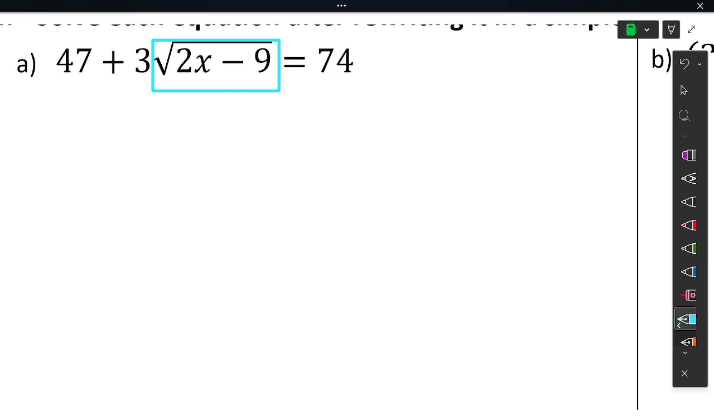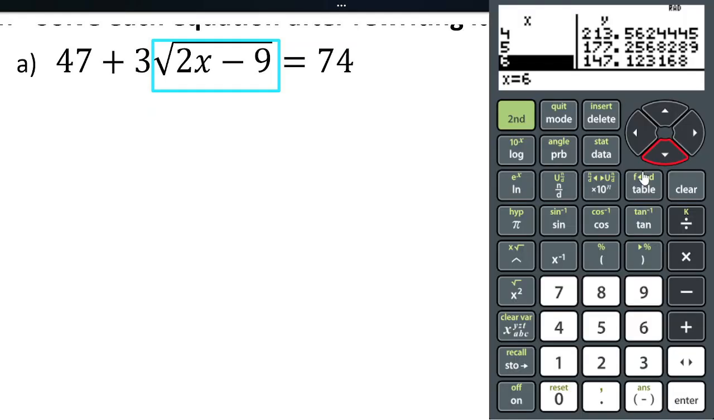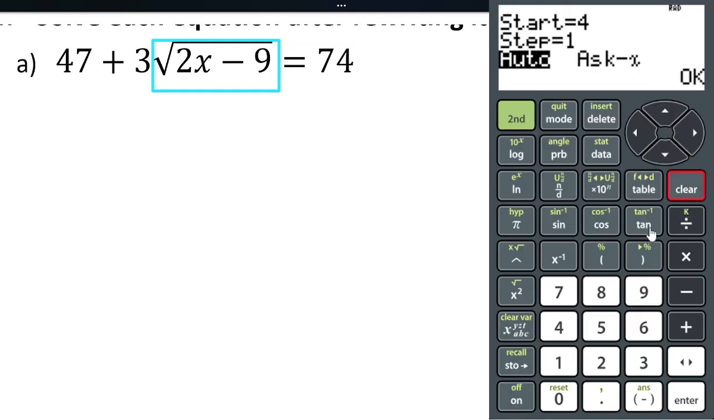So what I'm going to do is get that blue box alone first, and then it will help me more clearly think about what has to be inside of it. To get it alone, I'm going to subtract 47 from both sides. I'm not ashamed to do this because you've seen me make arithmetic mistakes. If I take the 74 and subtract 47, I get the number 27.